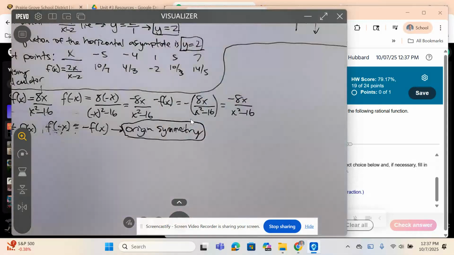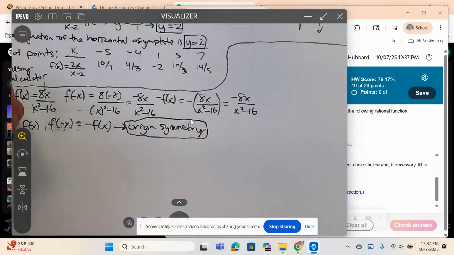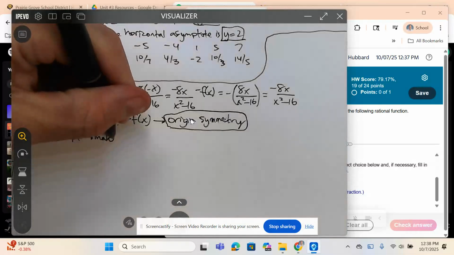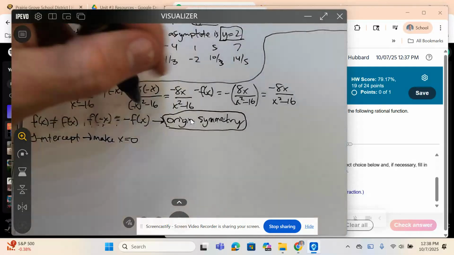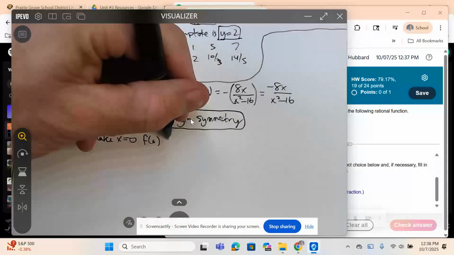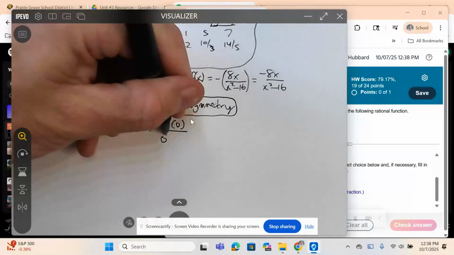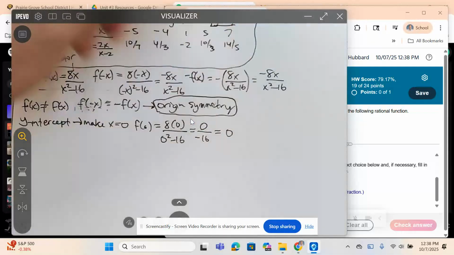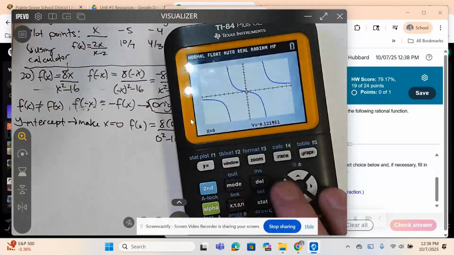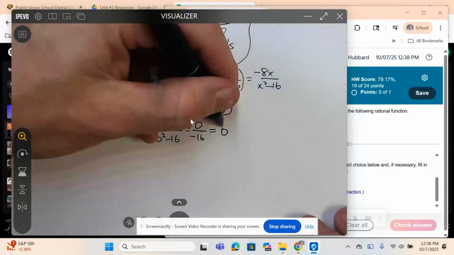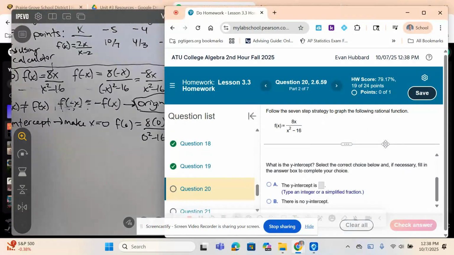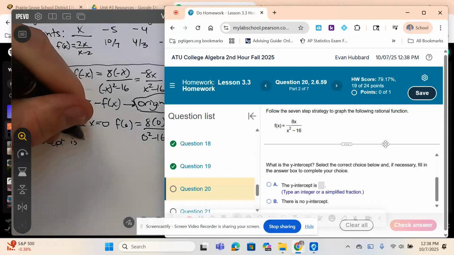Okay, the y-intercept, you make x equal 0. So f of 0 is equal to 8 times 0 divided by 0 squared minus 16. That'd be 0 divided by negative 16. So it'd be 0. You could tell by looking at the graph, the y-intercept is 0.